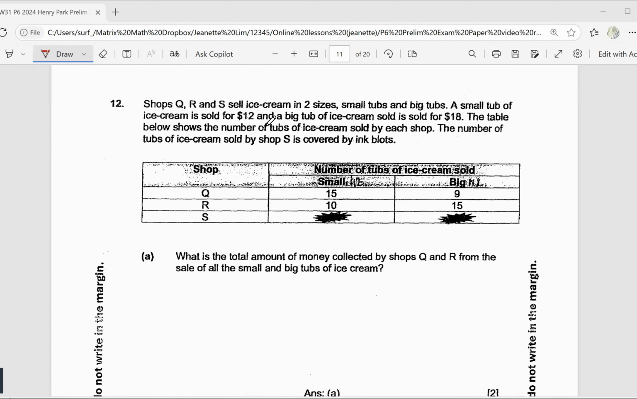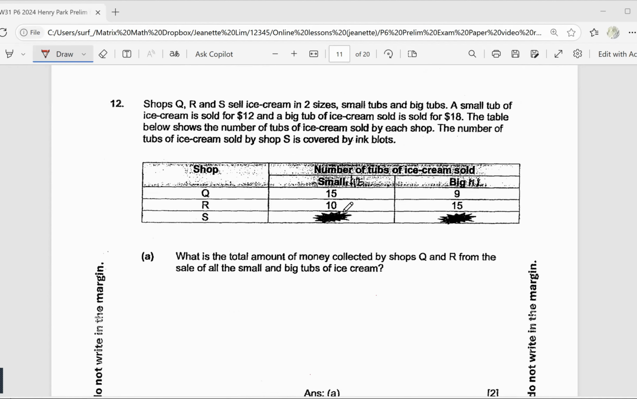For question 12, shops Q, R, and S sell ice cream in two sizes, either the small or the big tubs. A small tub of ice cream is sold for $12, big tub sold for $18 each. So the table below shows what each shop sells, but for shop S, the numbers are covered by ink blocks. Okay, so for part A, what is the total amount collected by Q and R from the sale of small and big tubs of ice cream?